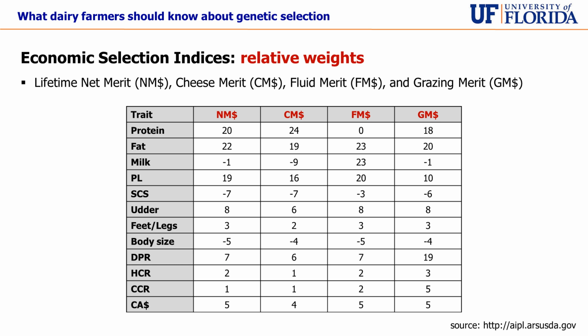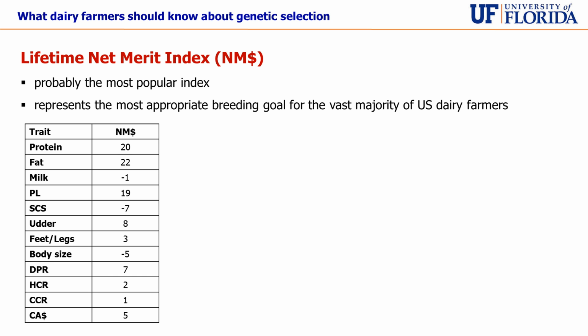So here in this table, I have the relative weight that these 4 different indices put in these 12 different traits. The interpretation is straightforward. If we see a higher relative weight, that means that the index put more emphasis in that trait. So here I have the Life Nat Merit Index.